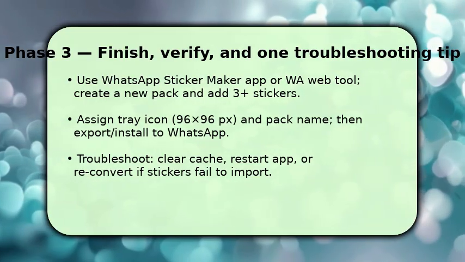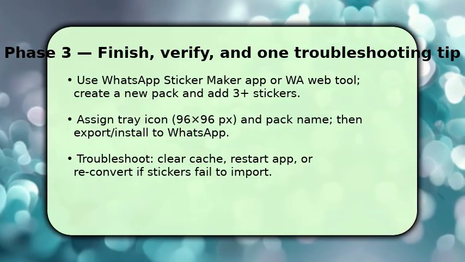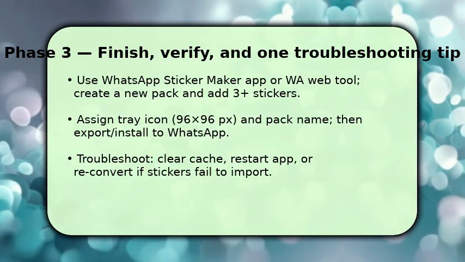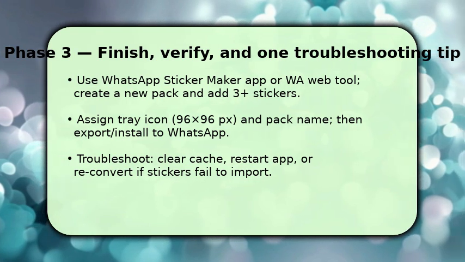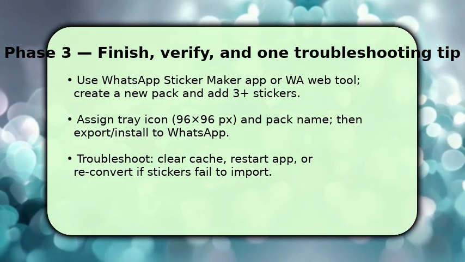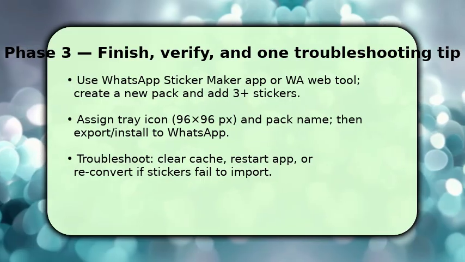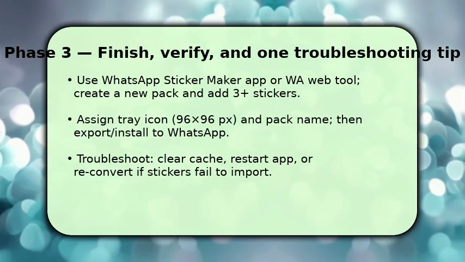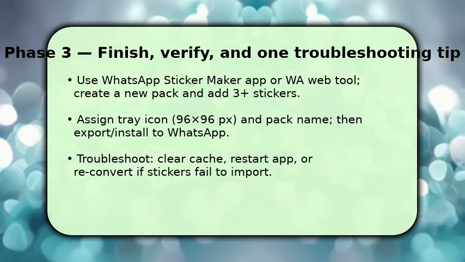If something goes wrong, make sure to clear WhatsApp cache and restart the app. If issues persist, recheck file dimensions and reconvert to strict 512 by 512, or try a different converter. That usually fixes import failures.